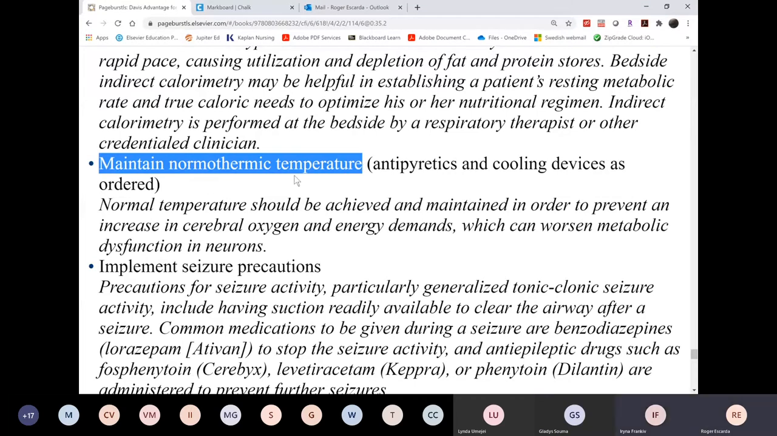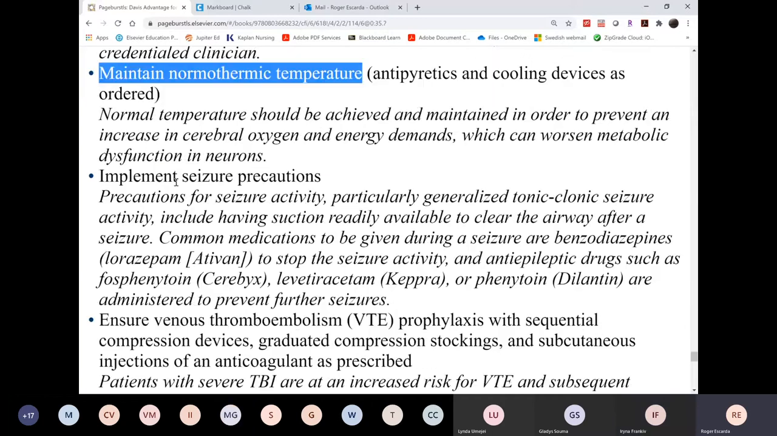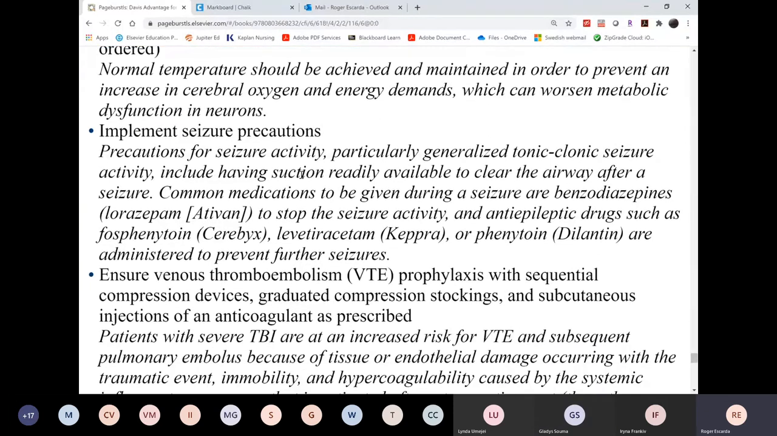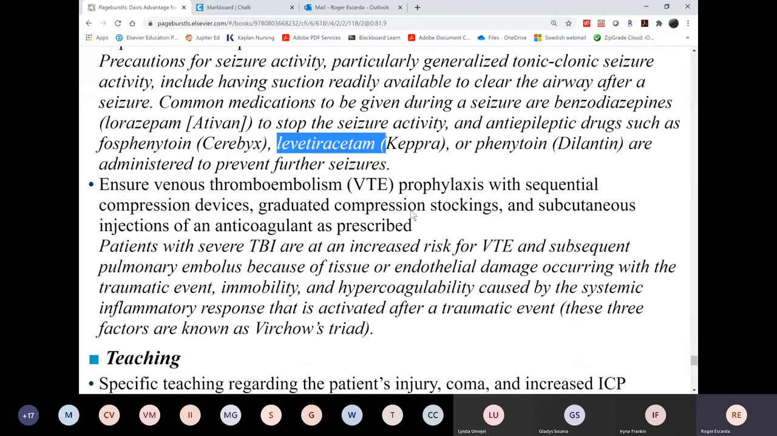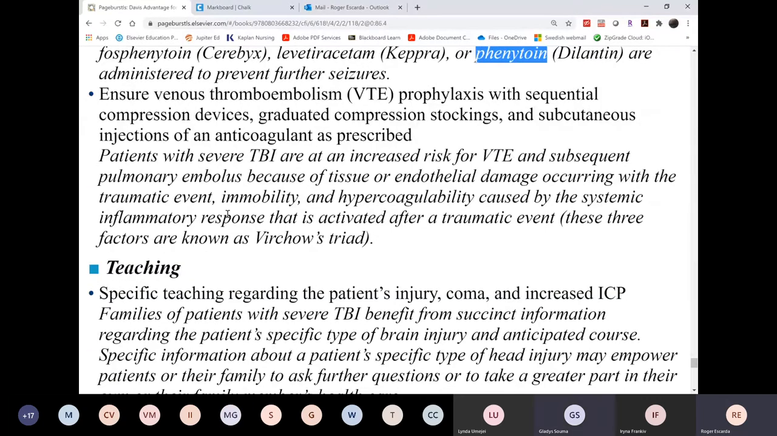All right, so here's maintaining. You already know the effect of hyperthermia. We put them in seizure precautions prophylactically. And here's the drug, levetiracetam, which is commonly given. Phenytoin is written here, but in practice, levetiracetam is given. Patients are at risk for DVTs because they are immobile. They are intubated, or at least not given, if at all, bathroom privileges. That's for mild or moderate brain injury.